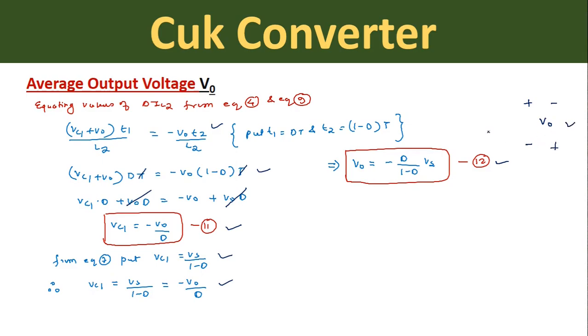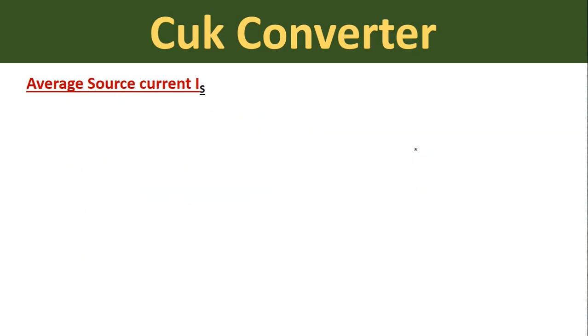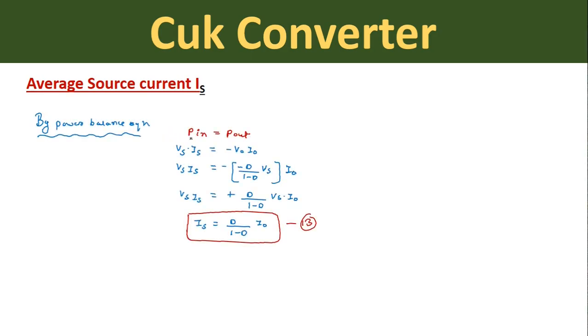So this polarity of the output voltage will be correct because here we are getting a negative equation of output voltage. That means in the Cuk converter we are getting output voltage inverted with respect to input voltage, similar to the buck boost converter. Next derivation is average source current Is.